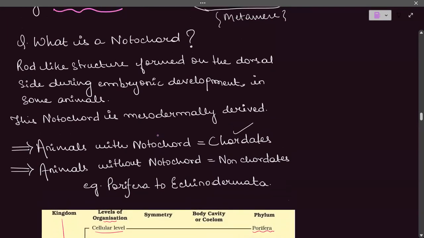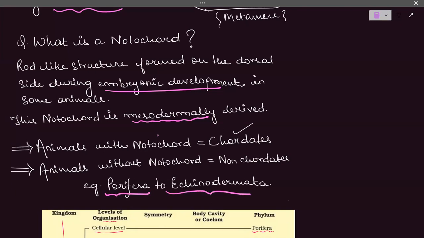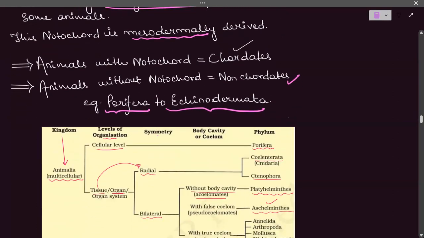These are segments in their body. Now, later comes the question, what is notochord? In the previous chapter, biological classification, we did discuss what these things are. The notochord is a rod-like structure formed on the dorsal side during embryonic development in some animals. It is present in the embryonic development, not in later life. And this notochord is formed from the mesoderm, the middle layer. All those animals that have the notochord in their embryonic development are known as the chordates, and the ones that do not are known as the non-chordates. Starting from phylum Porifera up till the phylum Echinodermata, all of them are non-chordates. Only the phylum Chordata has the notochord.